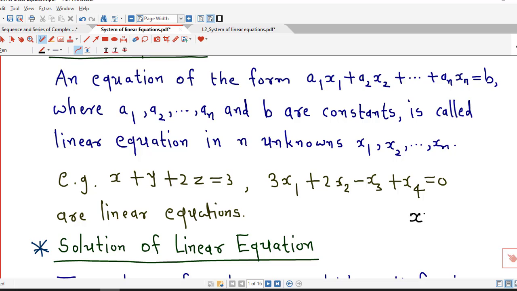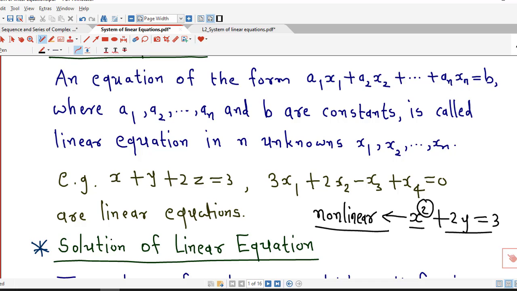Suppose I consider x square plus 2y equal to 3, then this is not linear because it is not in this form. Here the power of x is not 1. So this equation is known as a non-linear equation. Our interest in this topic is on linear equations. So a linear equation means any equation which we can write in this form.